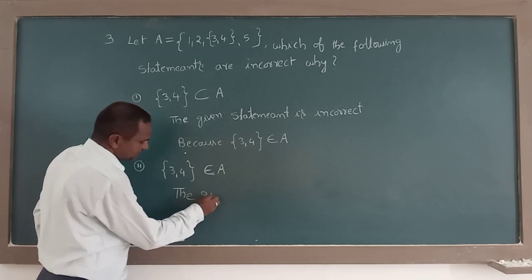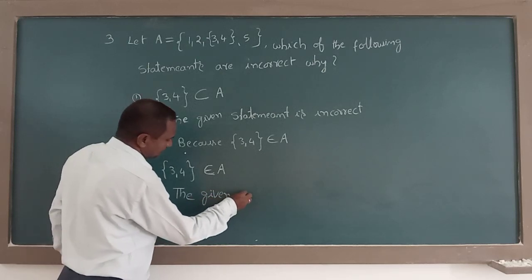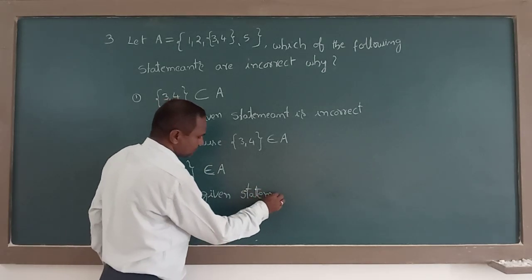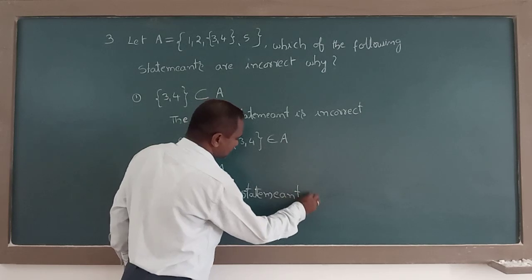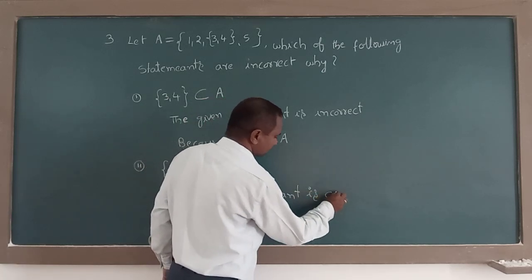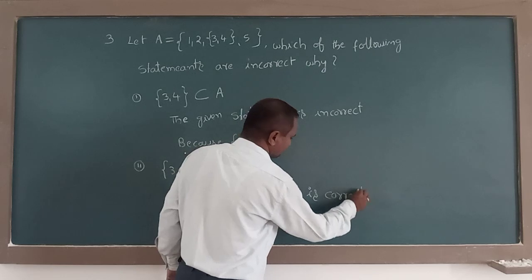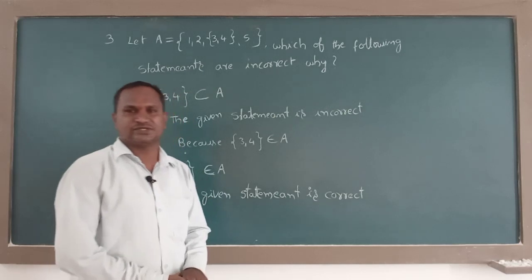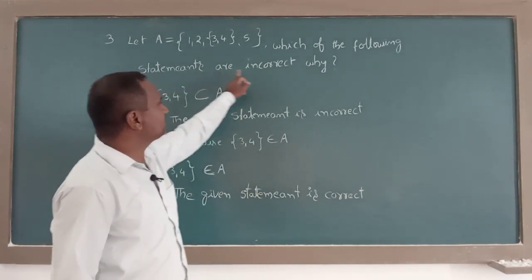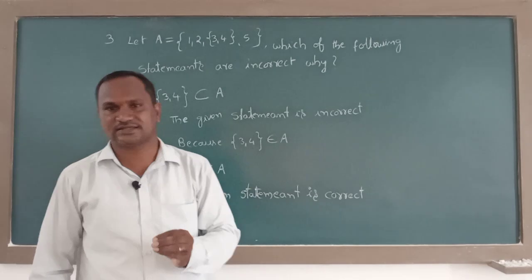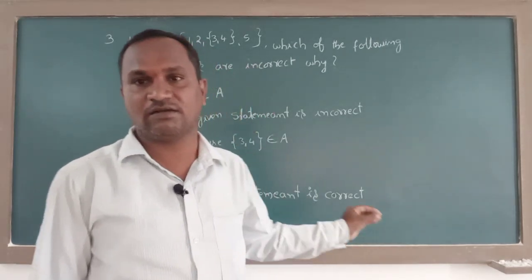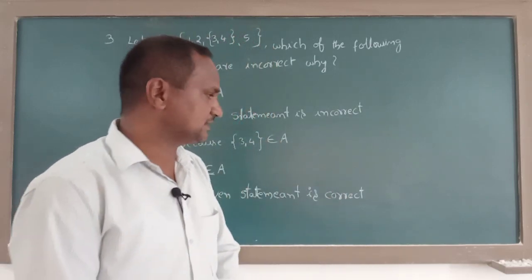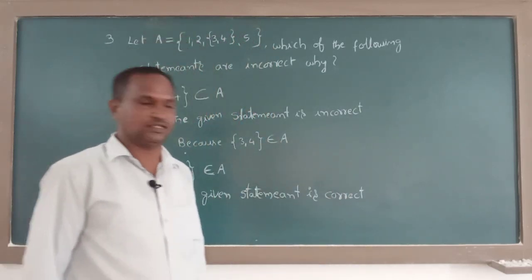The given statement is correct. Correct means no need of writing the reason, because the question asks which statements are incorrect and why. If they are incorrect, only for that should we write the reason. Correct means no need of writing a reason here. Next, we are going to move on to solve other questions.